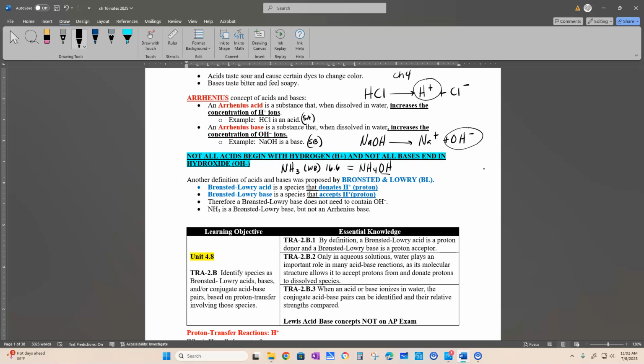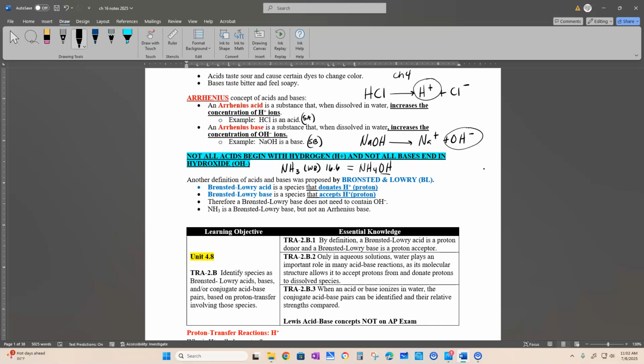So if not everything that's an acid starts with an H or every base ends in OH, let's look at the other definition, Bronsted-Lowry, which I just abbreviated BL. For an acid, he said it has to be one that donates a hydrogen. If it donates a hydrogen, who's going to get it? Well, that must mean the base. The base is going to accept that H+, aka a proton.